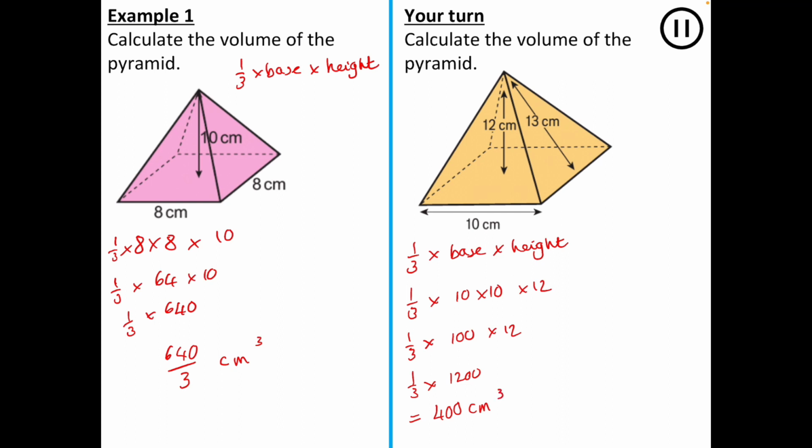Okay, notice here that I used 12 instead of 13. I had to use 12 because I needed the perpendicular height to the base. 13 is this slant, which would not have worked.